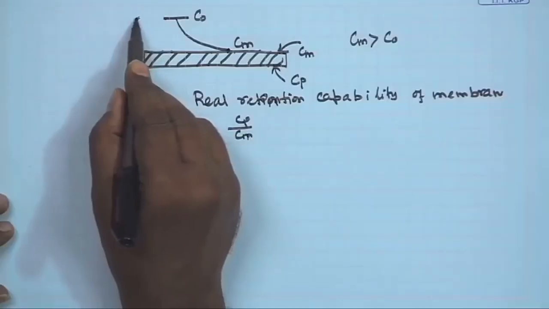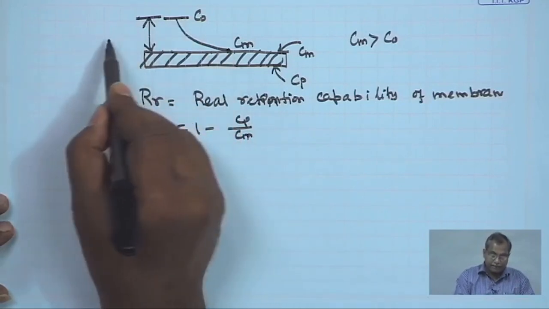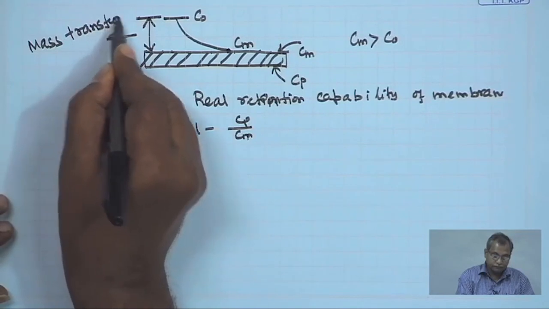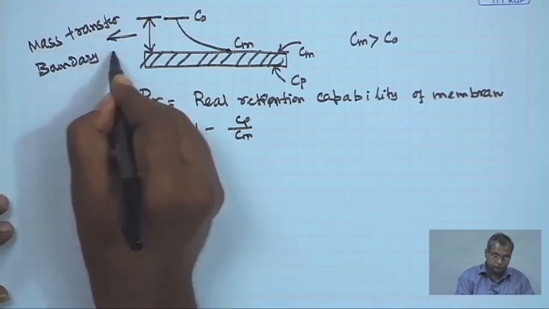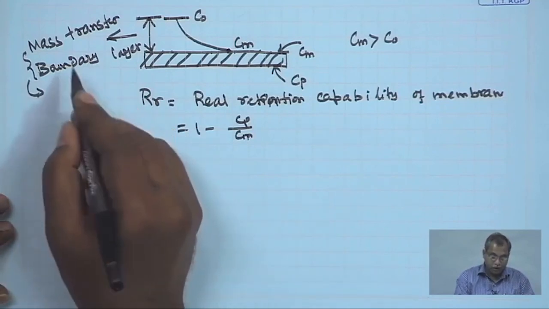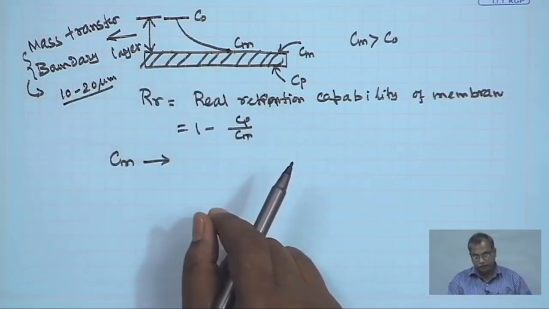But it will be erroneous, because once you are releasing the pressure, some of the solutes that have been deposited over the membrane surface will diffuse back to the bulk. So that will be reducing the concentration on the membrane surface. Secondly, there will be a gradient of solute from the feed to the membrane surface, and this layer is known as the concentration boundary layer or mass transfer boundary layer. Typically the thickness of this mass transfer boundary layer will be in the order of a few microns, maybe 10 micron, 20 micron, or even 50 micron, 120 micron, something like that.